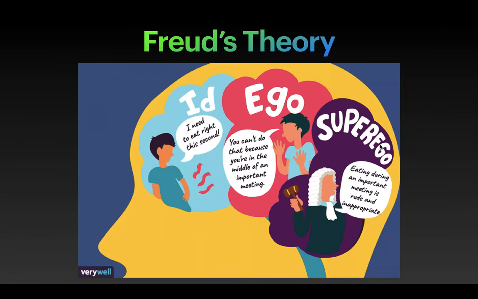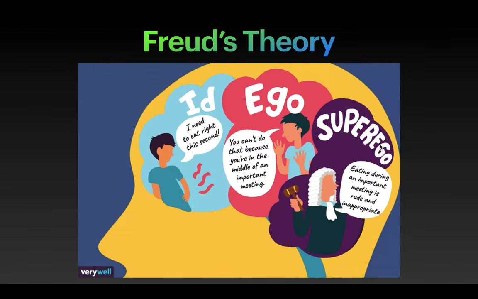He believed in the human mind, right? I'm not referring to any parts of the brain specifically. I'm just referring to how we think, right? He believed there are three parts, right? The id on the left says that I need to eat right this second. I need to eat right now, right? The ego in the middle says you can't do that because you're in the middle of an important meeting, right? The superego says eating during an important meeting is rude and inappropriate, right? So what's going on here?